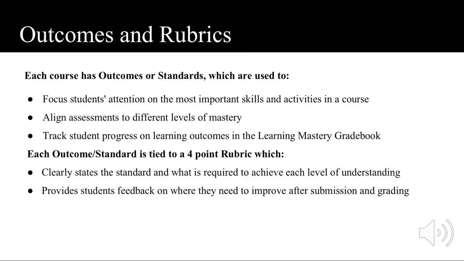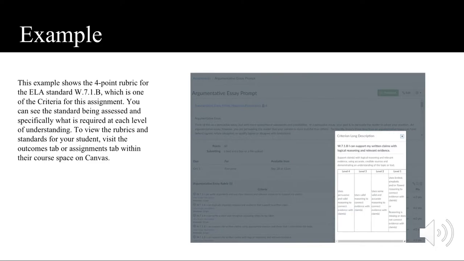At Libby, we follow the 4-point scale and use outcomes and rubrics to focus students' attention and align assignments to levels of mastery. Standards track students' progress on learning outcomes in the Learning Mastery gradebook within Canvas. Each standard is evaluated with a rubric, which clearly states the standard and defines what the student should demonstrate to achieve each level of understanding. After an assignment is graded, the teacher uses the rubric to provide meaningful feedback and communicate to the student where they need to improve. This is an example of a rubric of an assignment within Canvas.